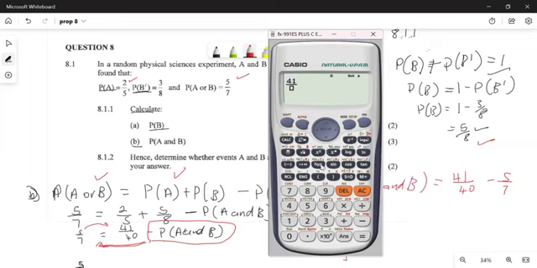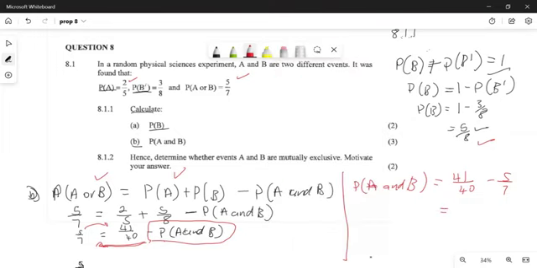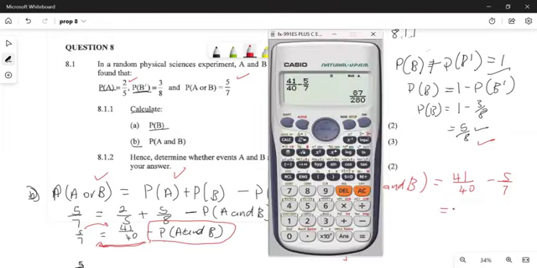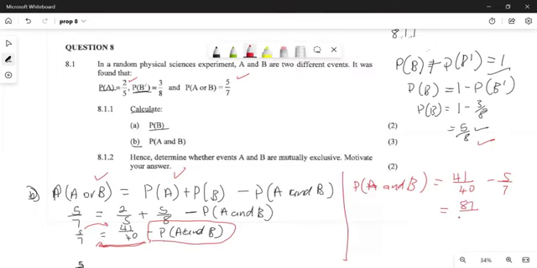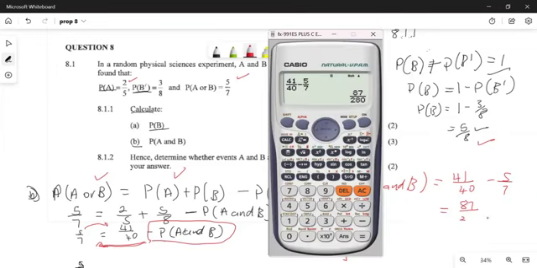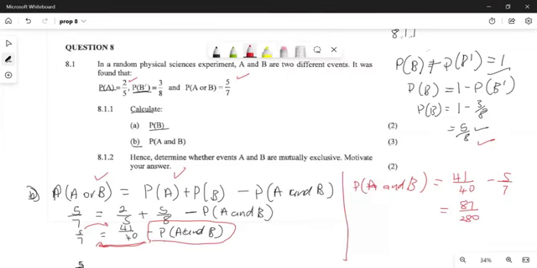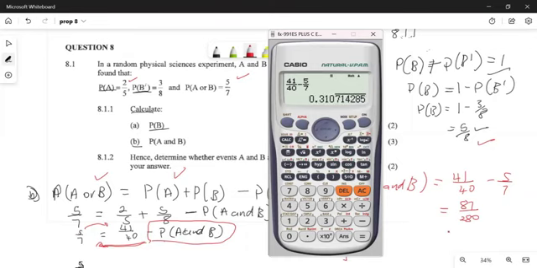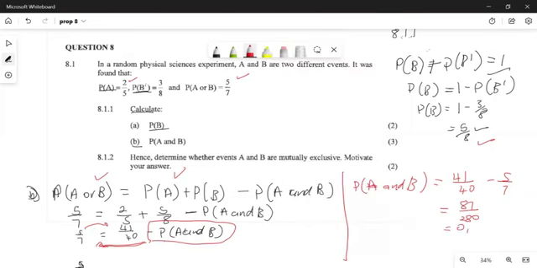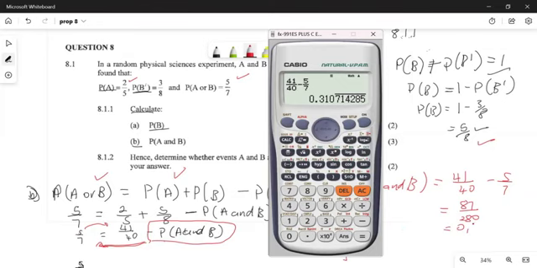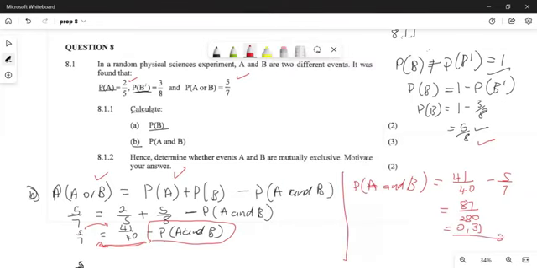And then we get 41 all over 40 minus 5 of 7. And then we get 87 over 280. You can put this in and check what it is in decimals. In decimals, then you get 0.310. Okay, 0.31. All right.